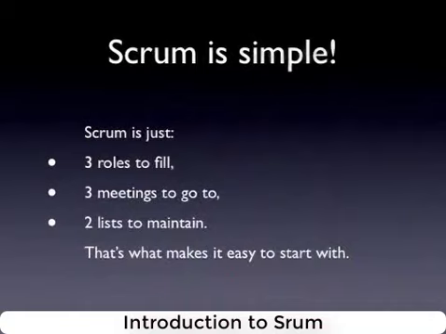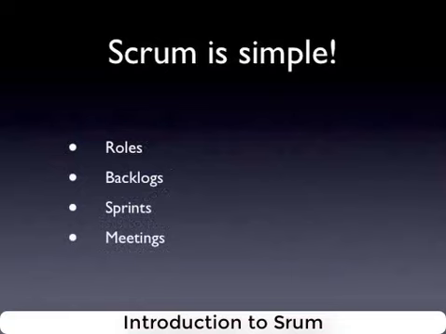Scrum is a project management method which belongs to the Agile family, and it's simple, which is a good thing. It's just 3 roles to fill, 3 meetings to go to, and 2 lists to maintain. So it's quite easy to start with it. So let's look at those elements in more detail.